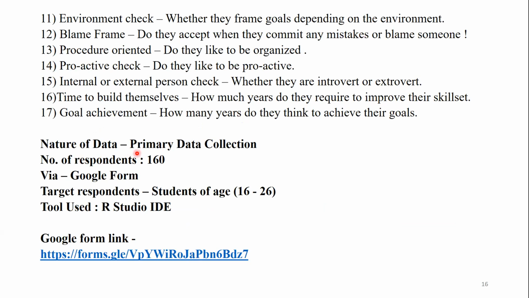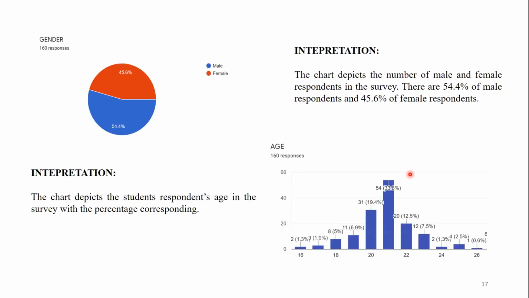And the nature of the data: my data is primary data collection, and the number of respondents is 160. It was collected by a Google Form, and the target respondents were students of age group 16 to 26. The tool used was RStudio IDE. So this is the visual representation of my data to understand better.